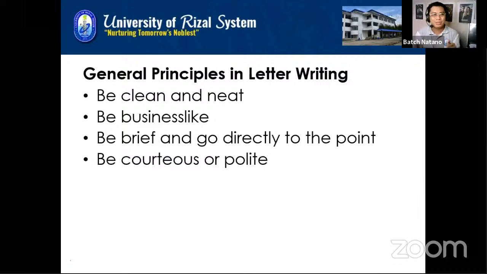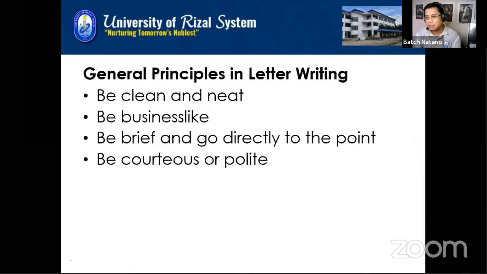Okay, do not say good morning or good afternoon because you do not have control as to when the letter will be received by the recipient. So you are safe if you say good day at the beginning part of your letter. So it's one way of being courteous or polite.